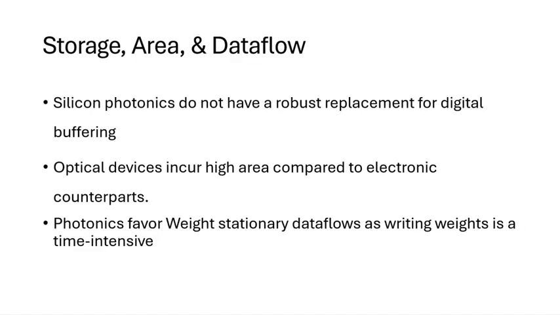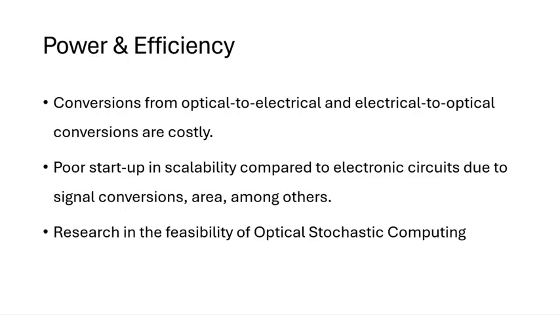Another area of improvement are storage area, and data flow. Silicon photonics do not have a robust replacement for digital buffering. Optical devices can incur high area compared to electronic counterparts. Inference optical neural networks cannot dramatically expand the number of neurons due to the large footprints of the Mach-Zehnder interferometers or microring resonators of the devices. And photonics favor weight stationary data flows, as writing weights is a time-intensive task.